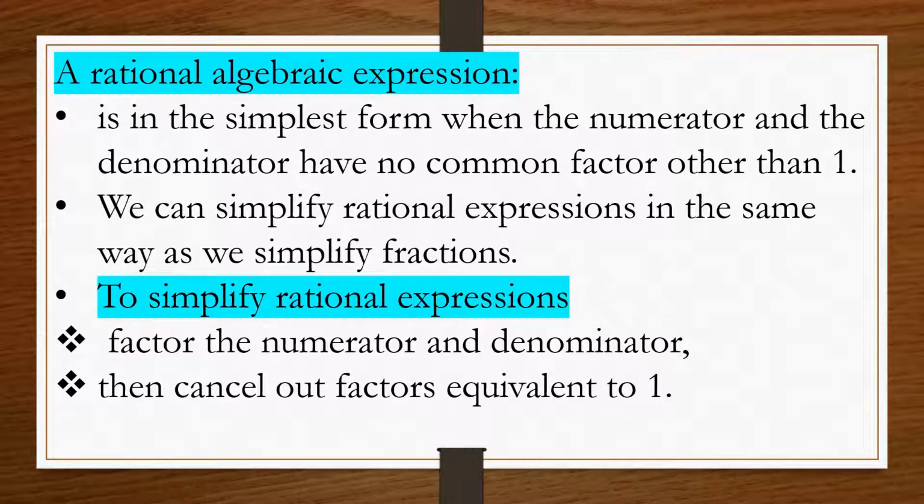Okay, to simplify rational expressions, we factor the numerator and then the denominator. Then cancel out factors that are equivalent to 1. Or ibig sabihin, we cancel out common factors. Okay?